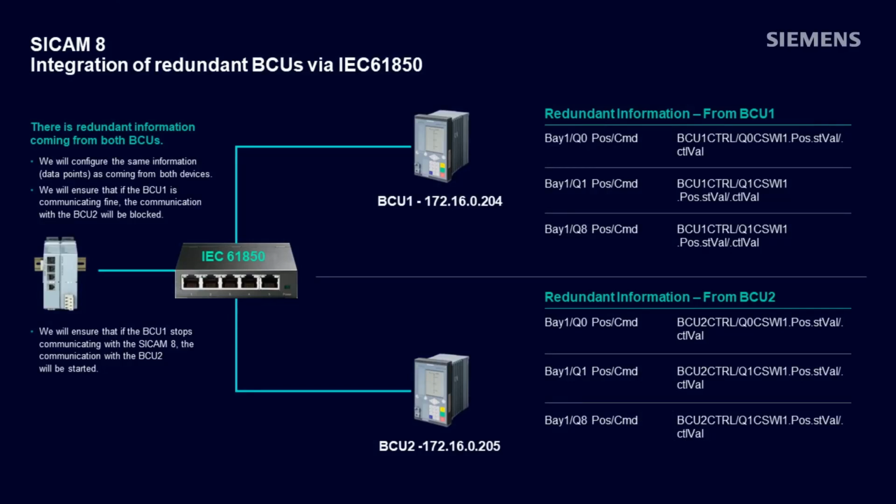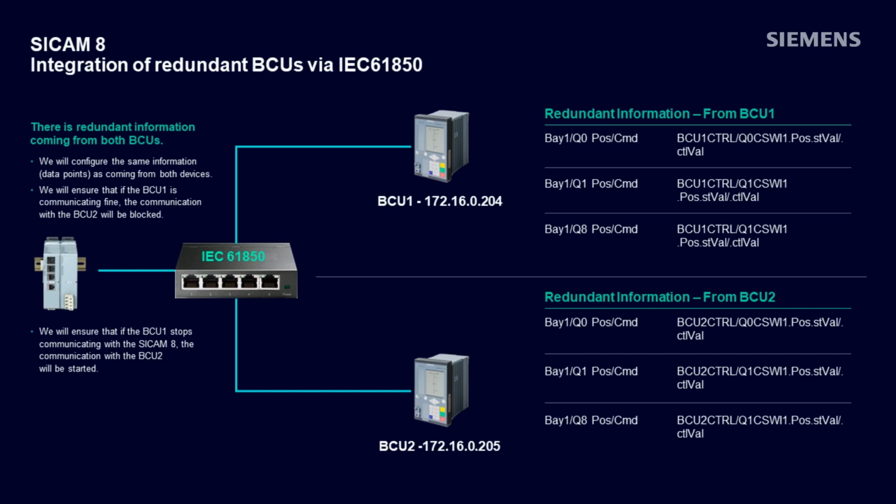The idea of the solution is as follows. There is redundant information coming from both bay control units. This includes, for example, positions of circuit breakers and also their commands. We will configure this information as if it were coming from both devices.